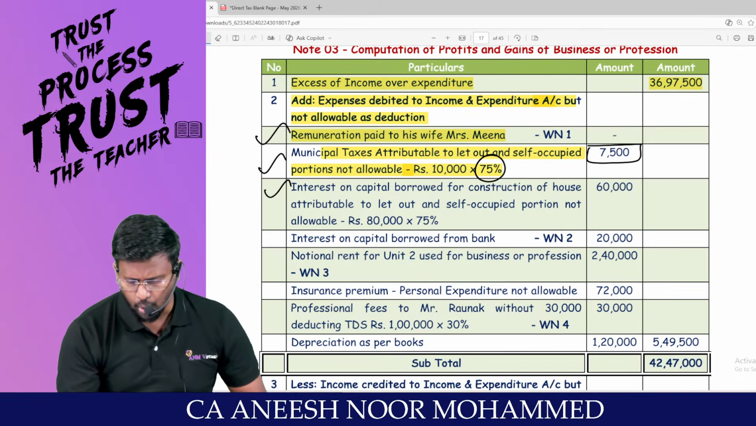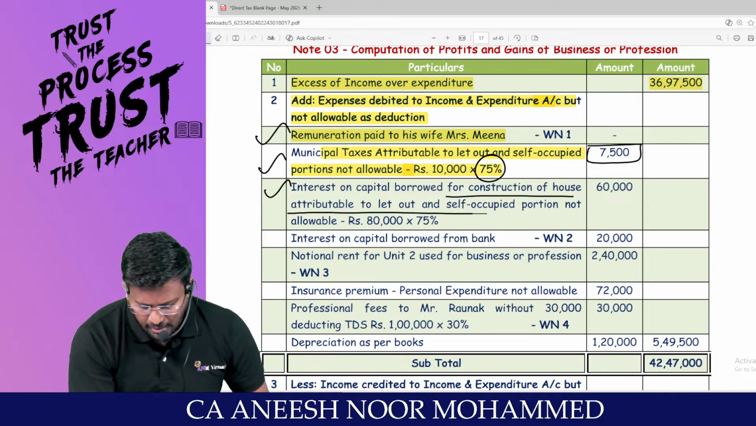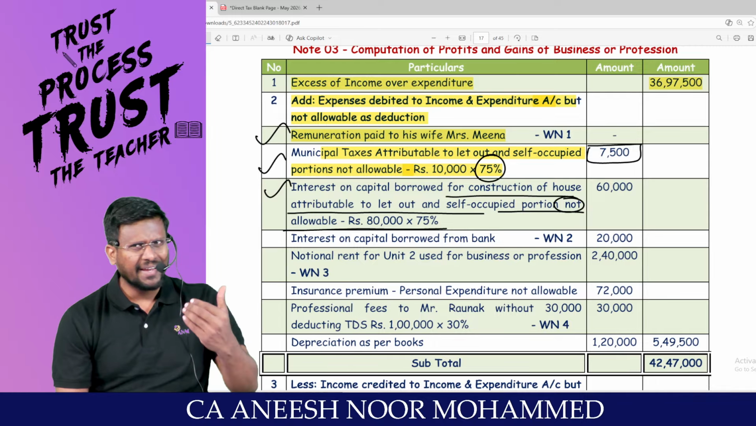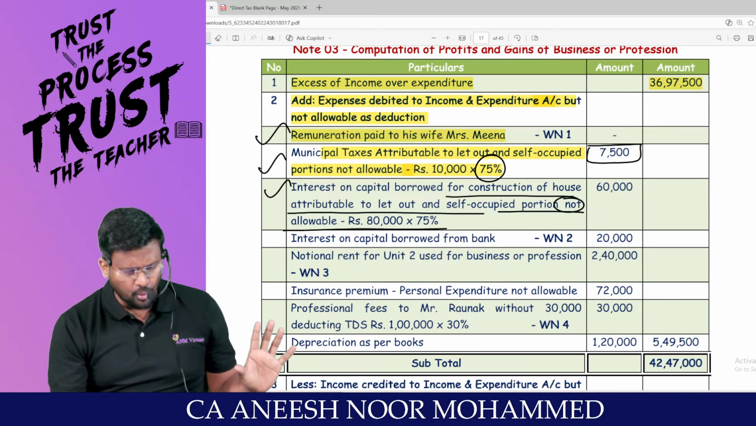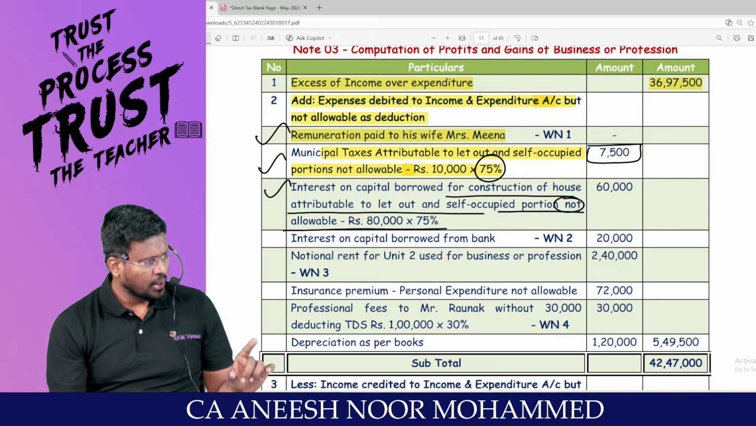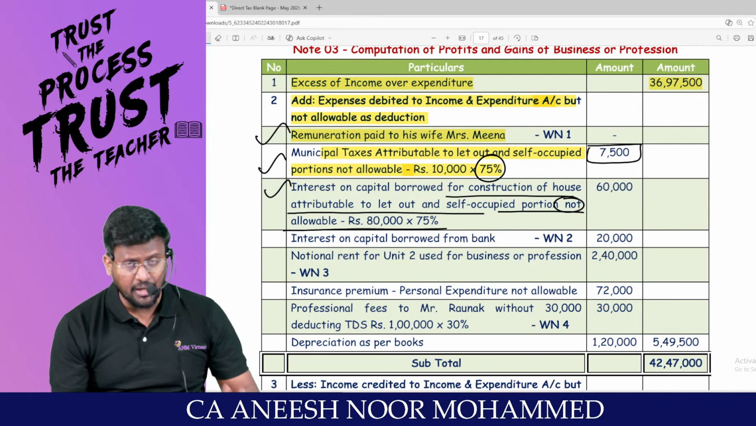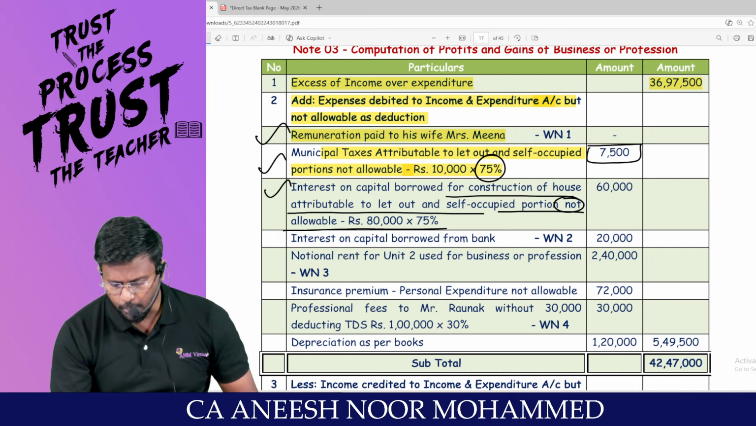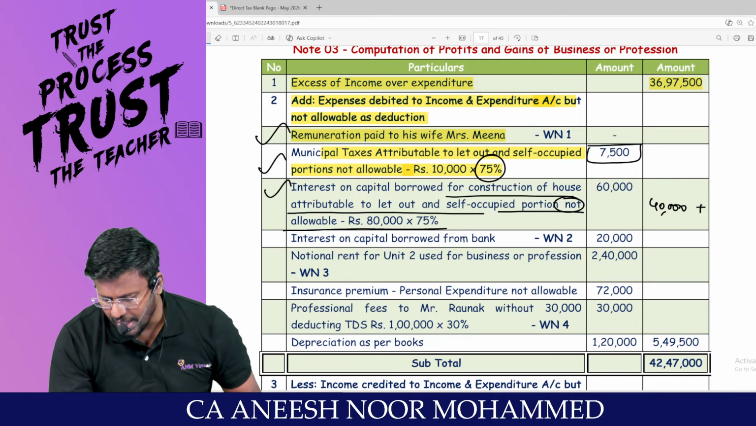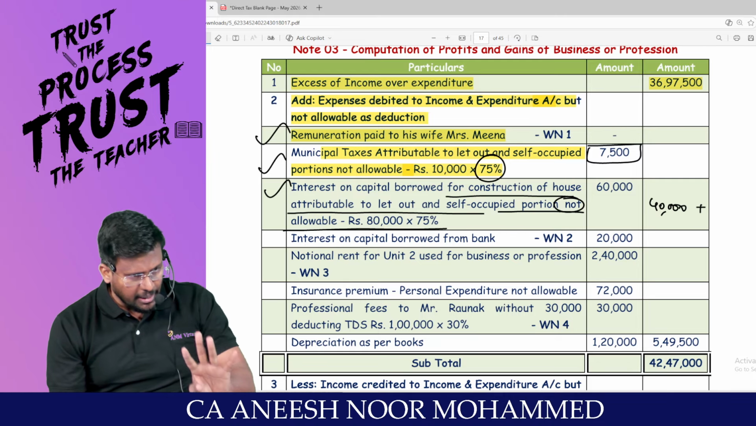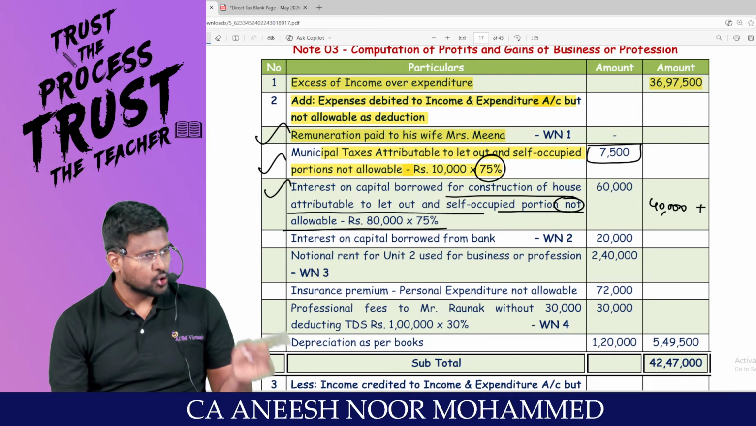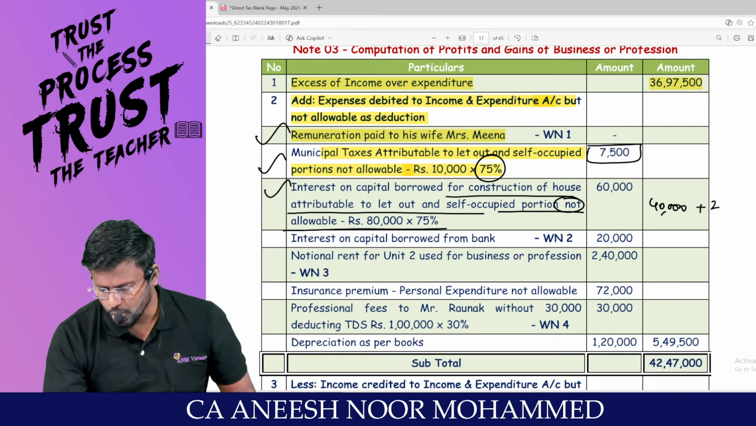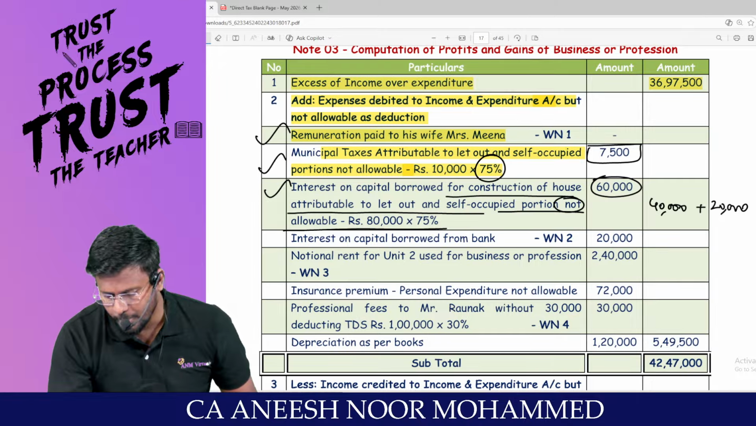Interest on capital borrowed for construction of house attributable to let out and self-occupied portion not allowable. My dear lovable students, 80,000 was there, no? In that 80,000 debited to P&L account, 40,000 interest is for income from what property? Let out property. That 40,000 should be added back. And on the remaining 40,000, 25% is for self-occupied portion. So that 20,000 should also be added back.